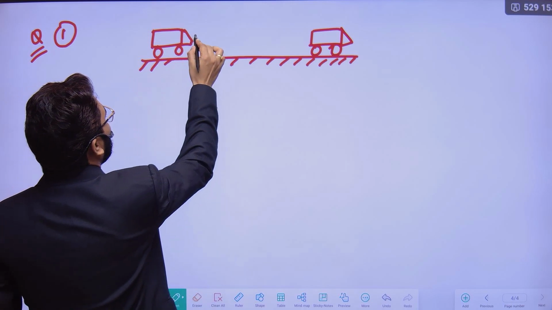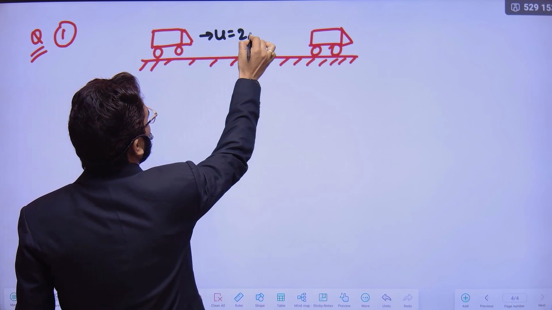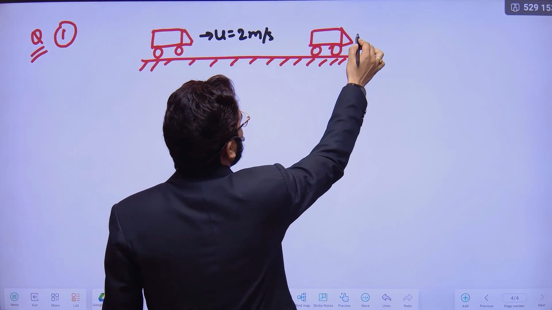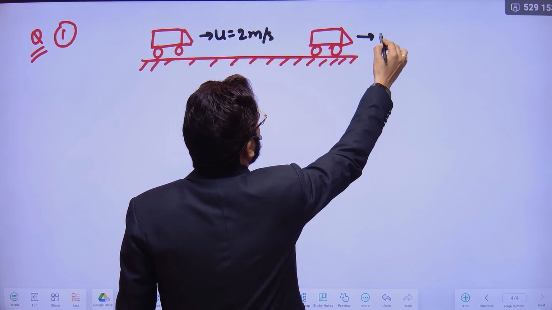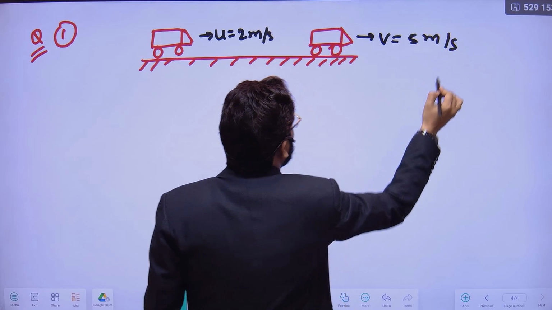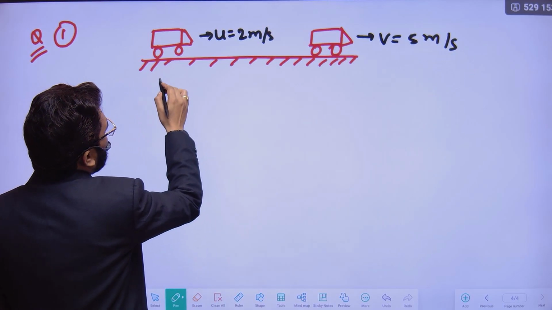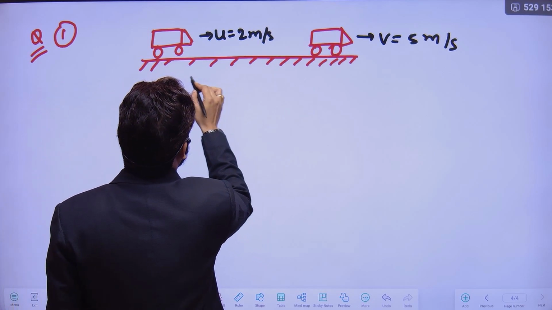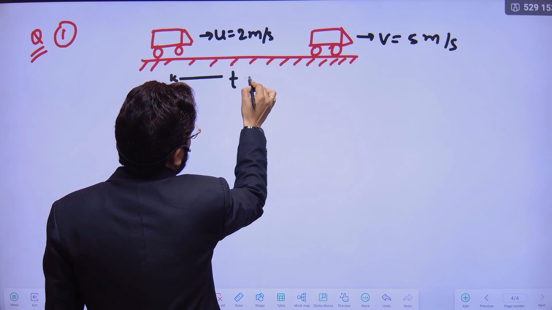And here it is written that u is equal to 2 meter per second, and let me suppose v is equal to 5 meter per second. And the time taken from this initial position to this final position is the time.